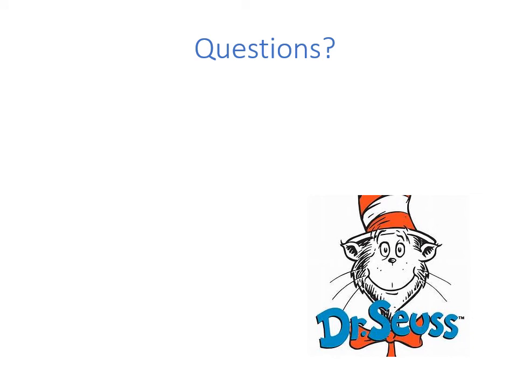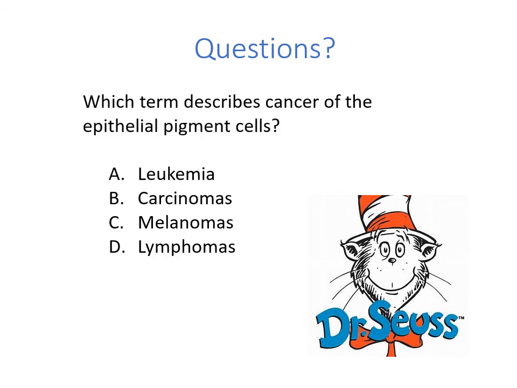Okay, so a couple of quick questions here and we're done this module. I know, half an hour overtime, I apologize. Okay, so what term describes cancer of the epithelial pigment cells? So the pigmented cells of the epithelium are melanocytes, so it would be a melanoma, okay? Leukemia is cancer of the white blood cells. A carcinoma is a cancer of epithelial cells in general, right?